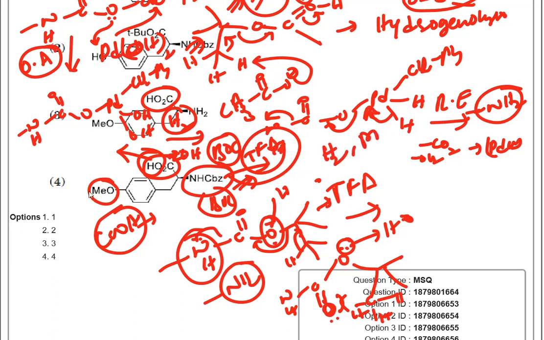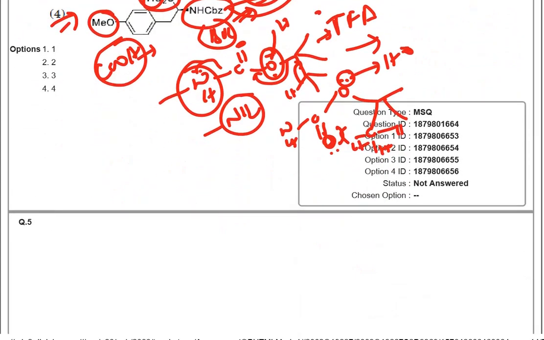So what do you understand from this? If NH is protected with BOC, then it is also going to react with TFA. But here NH is protected with CBZ, so CBZ is not going to react with TFA, but it is going to react with H2 and palladium. So option 4 is the correct answer. Here I am just giving extra information. I hope it will be helpful for you.